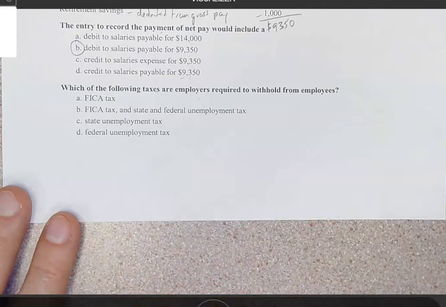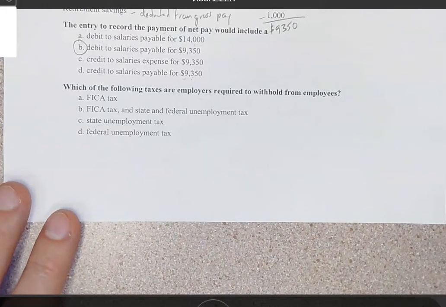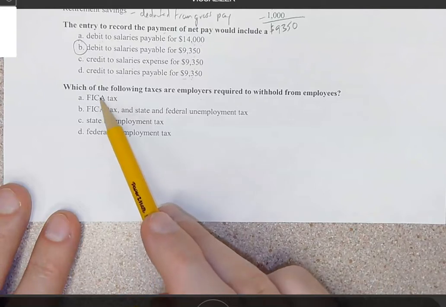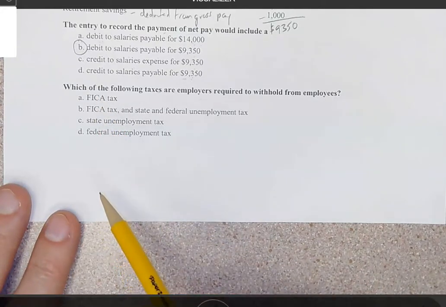Okay, well, we need to understand what FICA tax is. FICA tax is the official rate is 6.2% for Social Security and 1.45% for Medicare. And by and large, these are required to be withheld. Okay, they are required to be withheld. So we know that FICA taxes must be withheld. If that's the case, choice A or B could be correct because they both have FICA tax.